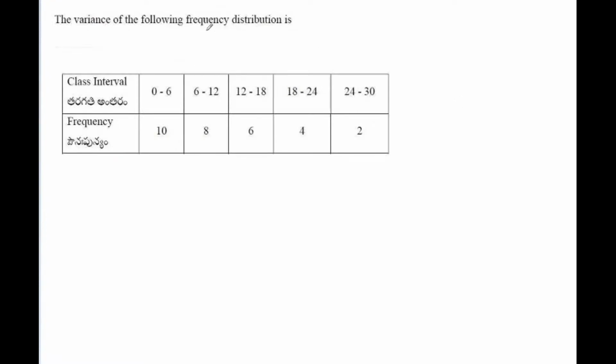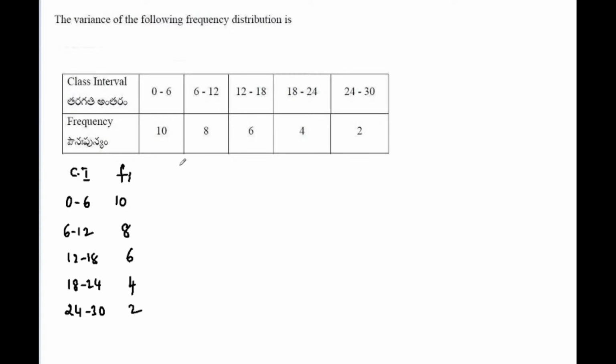The variance of the following frequency distribution is, here is class interval is given, that is 0 to 6. This is class interval Ci, and frequency f is given, that is class interval 0 to 6, frequency is 10. This is fi, so 6 to 12, that is frequency is 8, and 12 to 18, that is 6, and 18 to 24, that is 4, 24 to 30, that is 2.